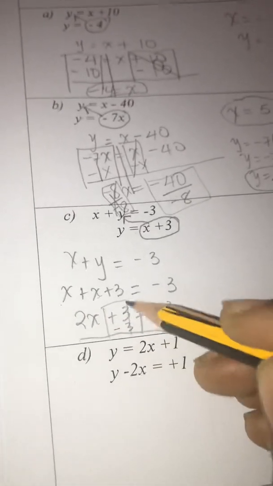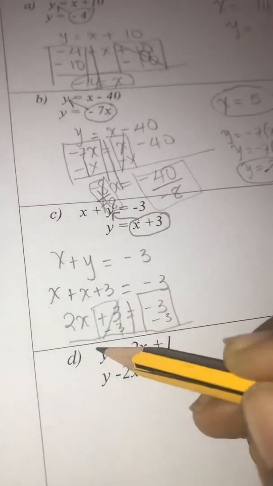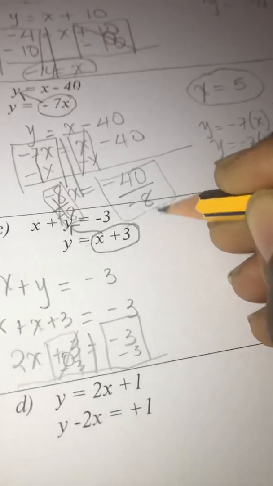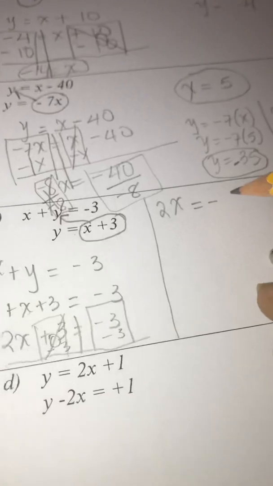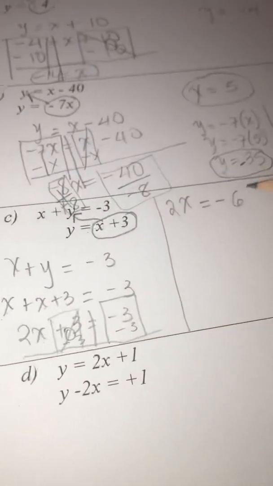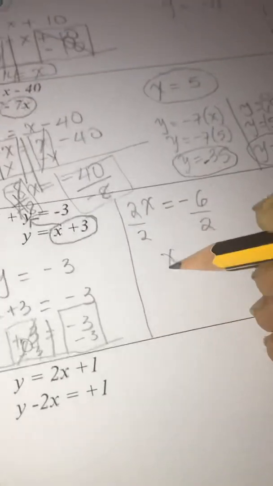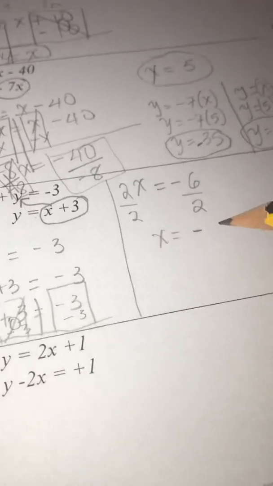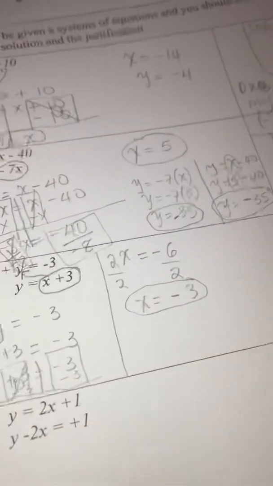Then this house goes together and this together. But this house goes away because this is 0. So now I have 2x equals negative 6. Negative 3 minus 3 is negative 6. Divide by 2, divide by 2. X is negative 3. Okay? So this is part of my answer.